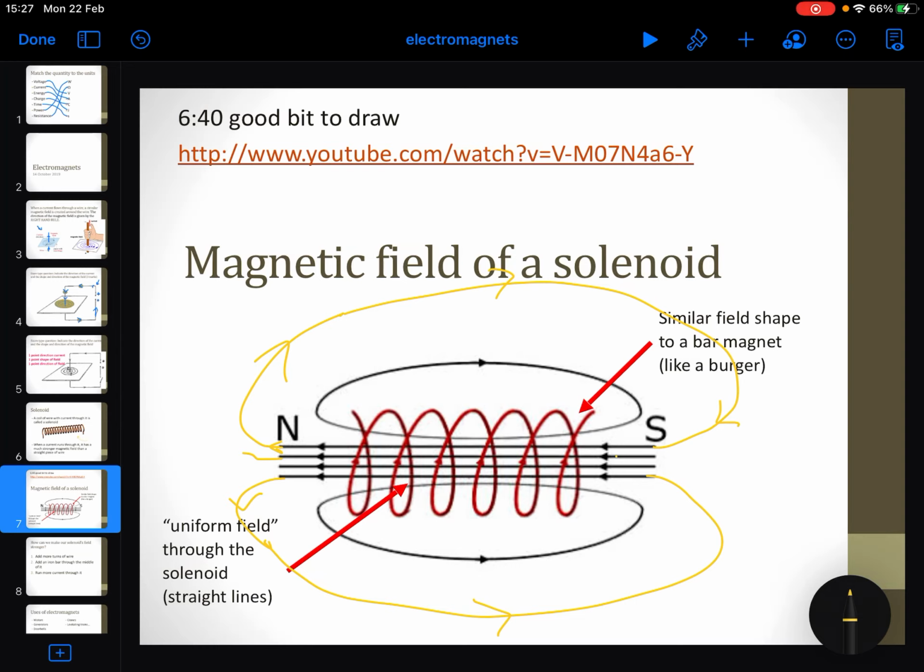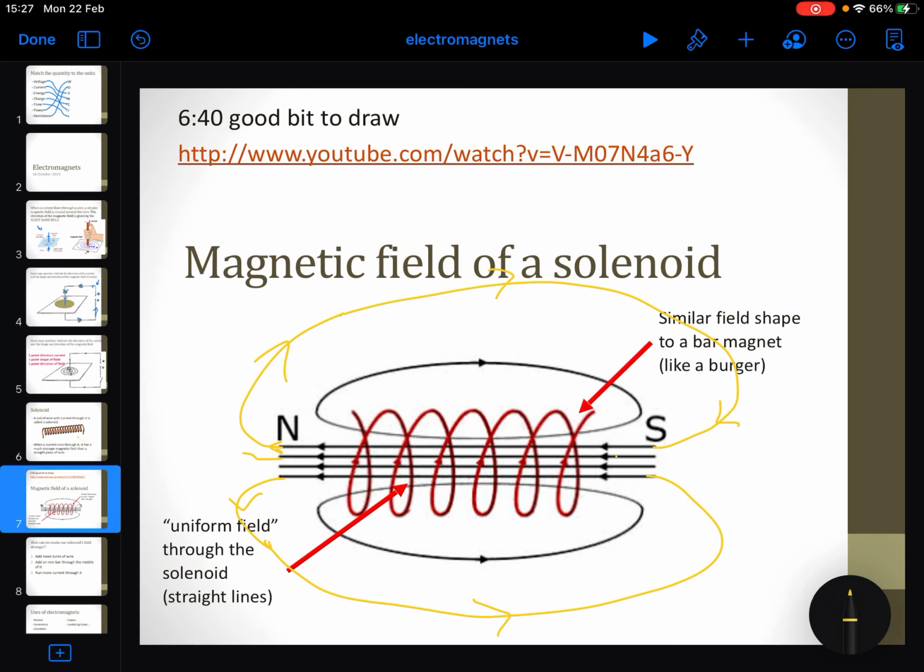That's really, they're just completing the loop. So we try to draw our magnetic field lines in loops, in these circles. And on the outside, they're always north to south. And then they just complete the loop in the middle. So you can see it's quite a burger-shaped magnetic field there. So if you can please get that down, that would be perfect.